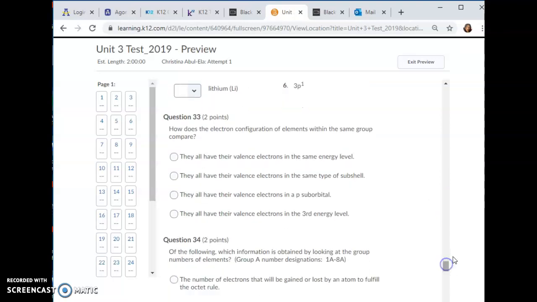Question 33. How does the electron configuration of elements within the same group compare? They all have their valence electrons in the same energy level. They all have their valence electrons in the same type of subshell. They all have their valence electrons in a p suborbital. They all have their valence electrons in the third energy level.